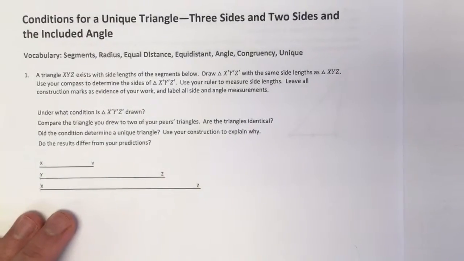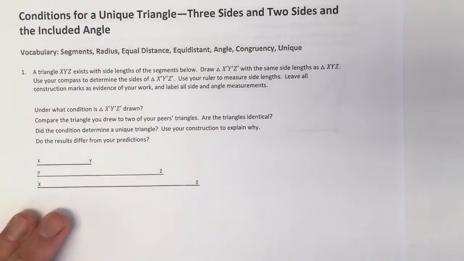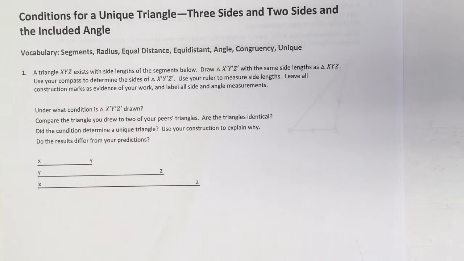Hello. Today we're going to talk about the conditions for a unique triangle. What they mean by unique triangle is, you can have two triangles that are congruent, but that would imply one is just the same as the other. And so what unique is, it would have some difference between it and another triangle.